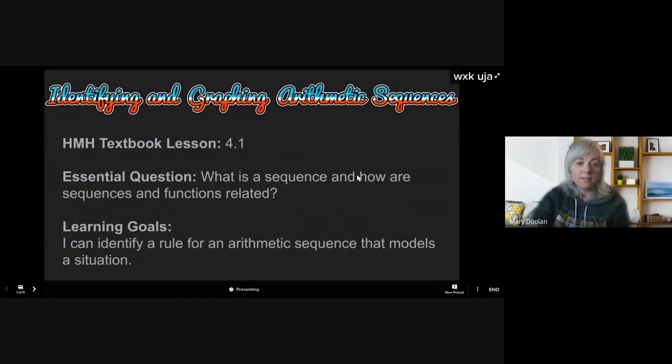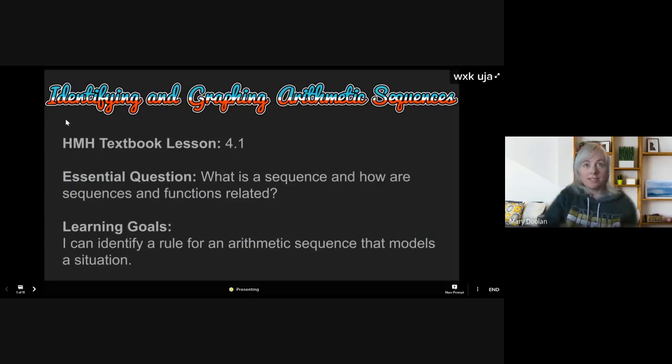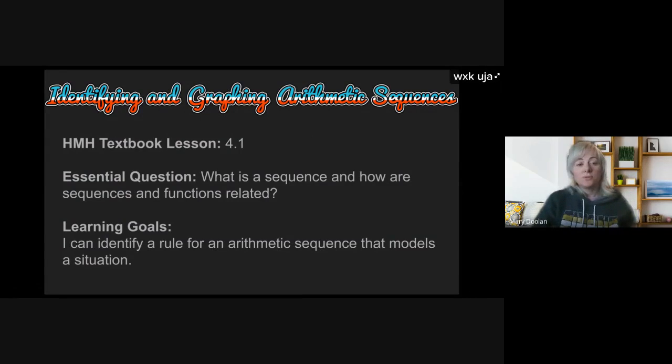Here. So this is our topic. It's identifying and graphing arithmetic sequences. This goes with lesson 4.1 in our textbook. The essential question is, what is a sequence? And how are sequences and functions related?